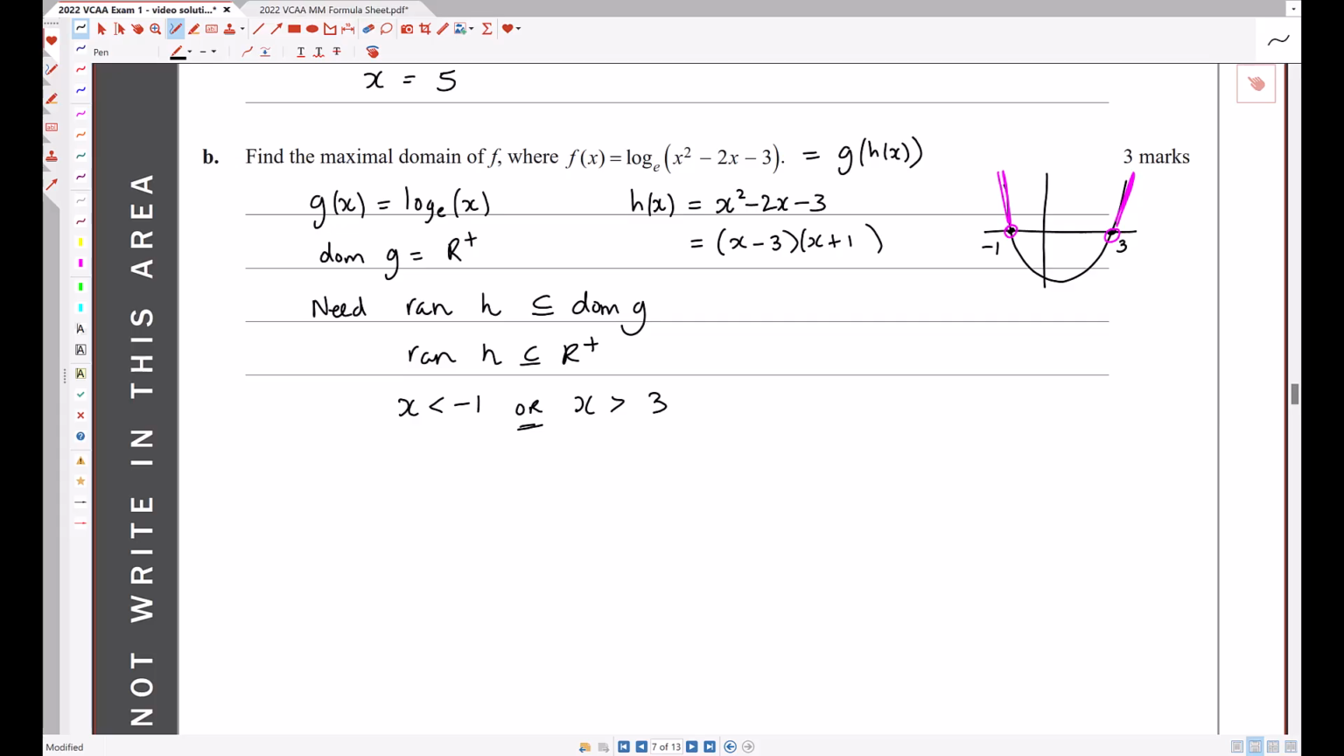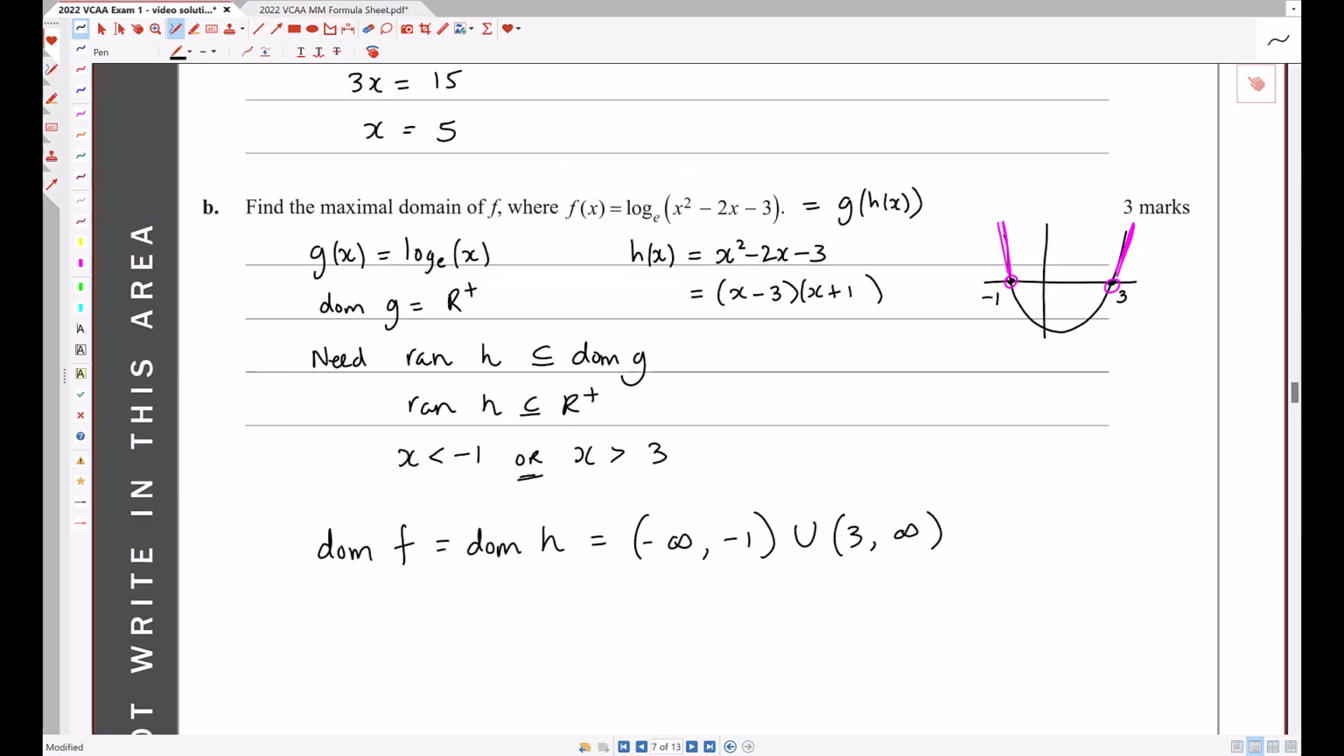Okay, so we know the domain of f is the domain of h, but in order for the composition to exist, that domain is going to have to be negative infinity to negative 1, not inclusive of negative 1, union 3 to infinity. And that would be our answer.